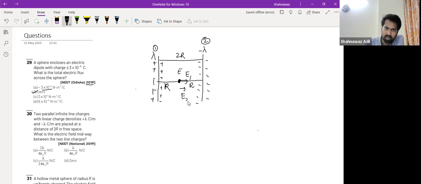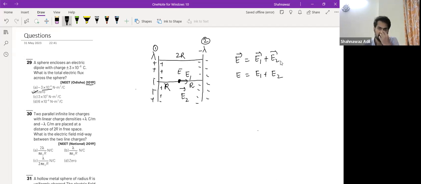So this is E2. You can see that E1 and E2 are in the same direction. So the electric field would be simply E1 plus E2. The magnitude would also be E1 plus E2 because they are in the same direction. Let's say if this is i hat, this is also i hat, so this will add up. But what is the magnitude of E1? At this point, this is r distance. So what is the magnitude of E1?